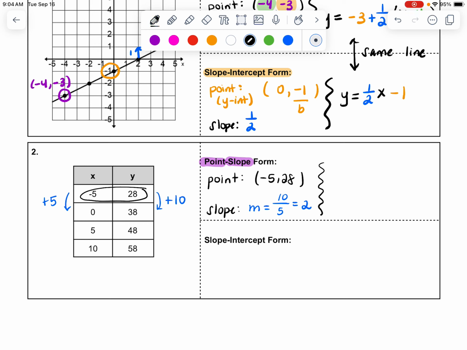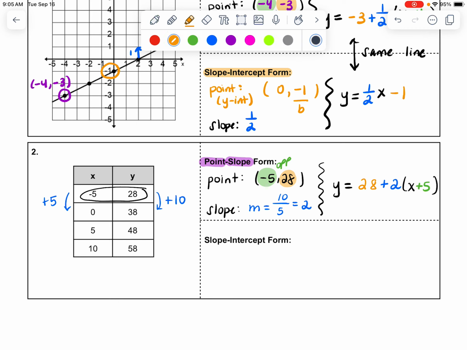Using those key features, my equation would be y equals our y value, which is 28, and then our m, which is +2, parentheses x, and our x value, which is -5, but we're going to use the opposite, so +5.